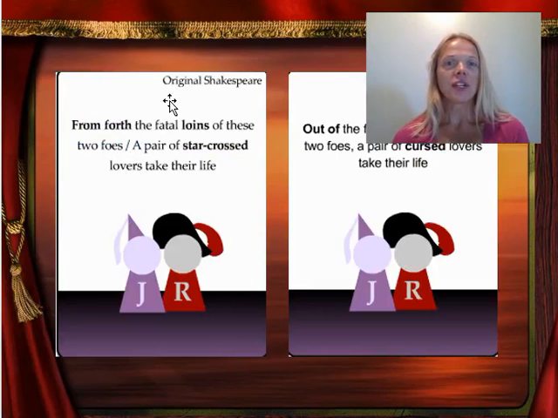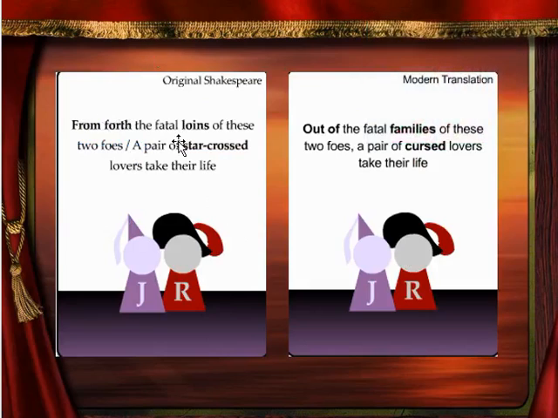Again, you have the original Shakespeare and you have modern. "From forth the fatal loins of these 2 foes, a pair of star-crossed lovers take their life." Again, iambic pentameter. And what we know is out of the fatal families of these 2 foes, a pair of cursed lovers take their life.